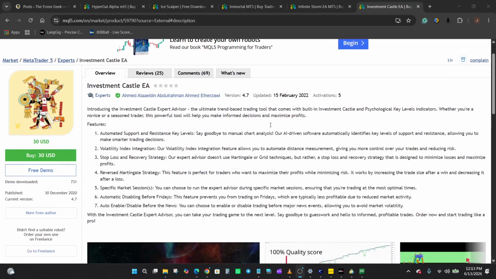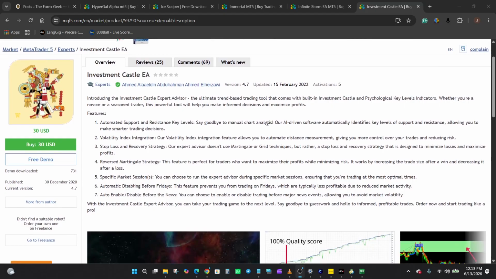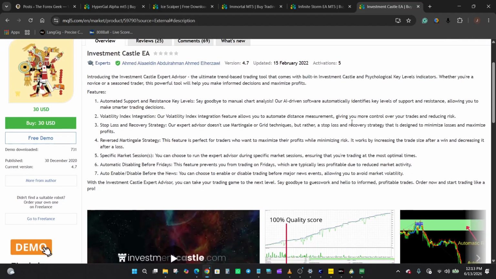Starting with the product overview, the developer describes Investment Castle as a trend-based trading system that comes with built-in investment castle and psychological key levels indicators. Now, the goal of the EA is to automate trade analysis and decision making by identifying important market levels and incorporating additional trading filters into the process.